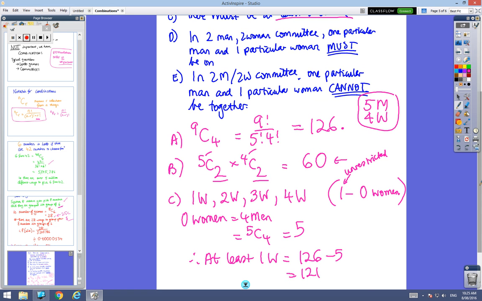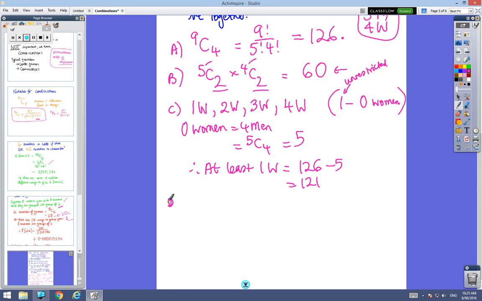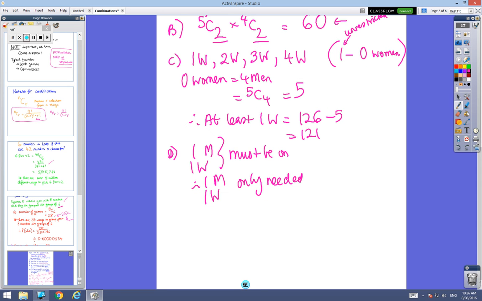In part D, there's a 2-woman, 2-man committee, and 1 particular man and 1 particular woman must be on the committee. So in D, 1 man and 1 woman must be on. Therefore, you only need 1 more man. To pick 1 man, you don't have 5 left because this guy has already been put on. There's only 4 left, and you need 1 from 4, so that answer's 4.